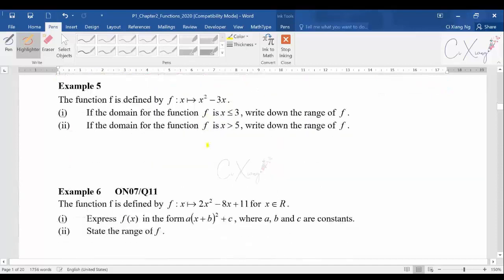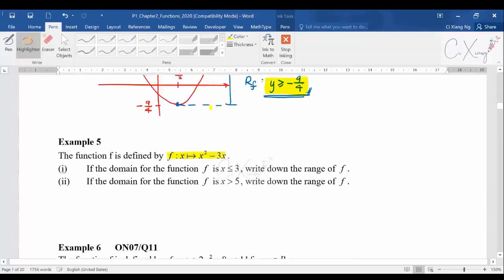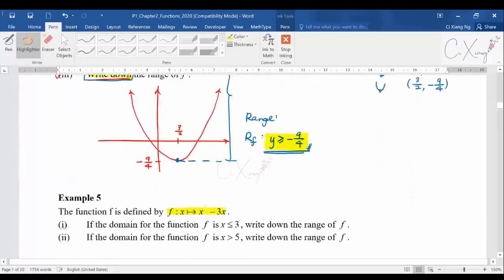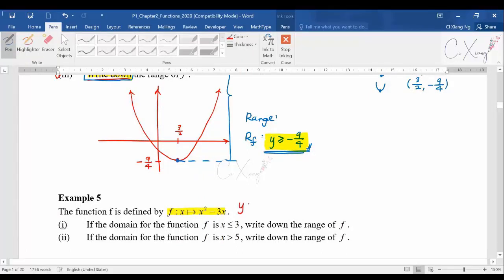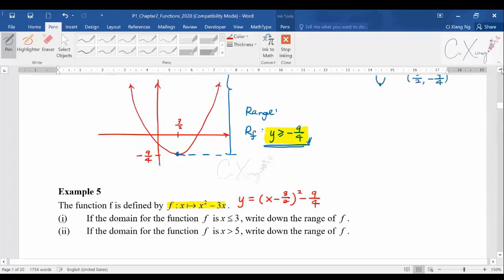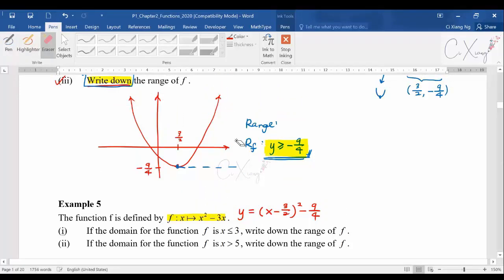Okay, so let's have a look at example 5. For example 5, the function is defined as x squared minus 3x. If you compare it with example 4, these two are actually the same. So maybe I will write out my completing square form here first. As I mentioned, if you want to know the range, the best way is to write it in the completing square form: x minus 3 over 2 squared minus 9 over 4. Now let's have a look at the answer here. I'm still using the graph here.